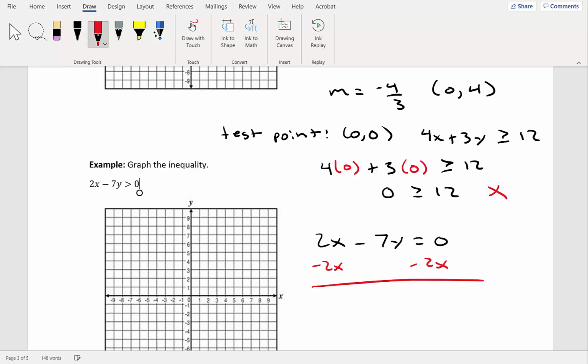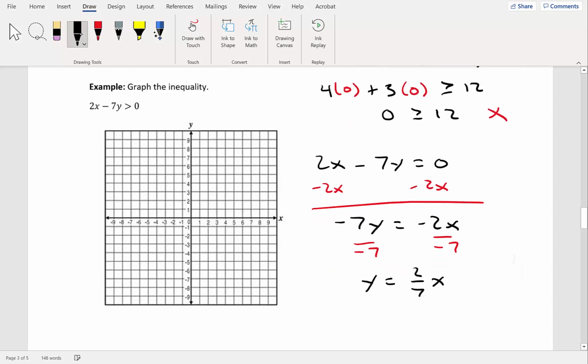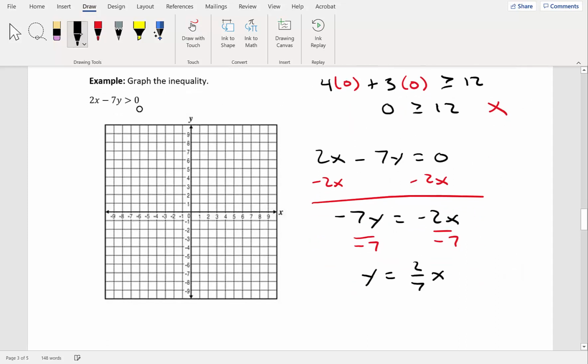So I'm going to go ahead and subtract 2x from both sides. I get negative 7y is equal to negative 2x. And now go ahead and divide by negative 7. So I get y is equal to 2/7 x. And now I can use my slope and y-intercept to graph.